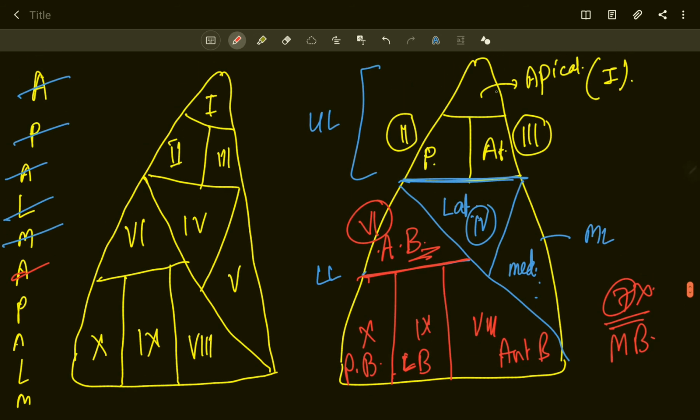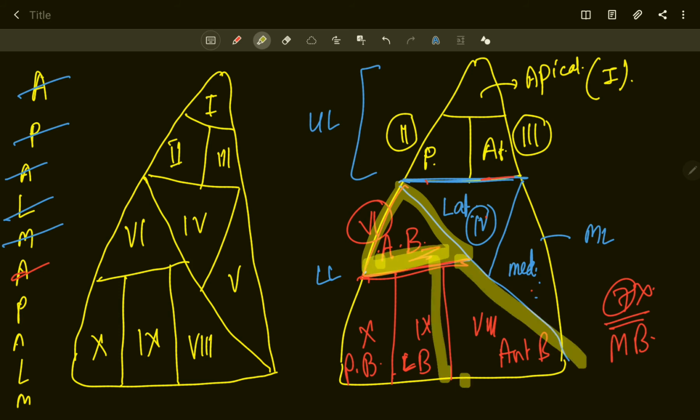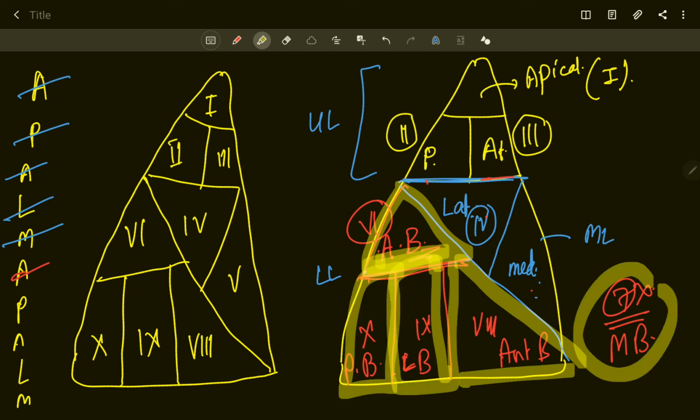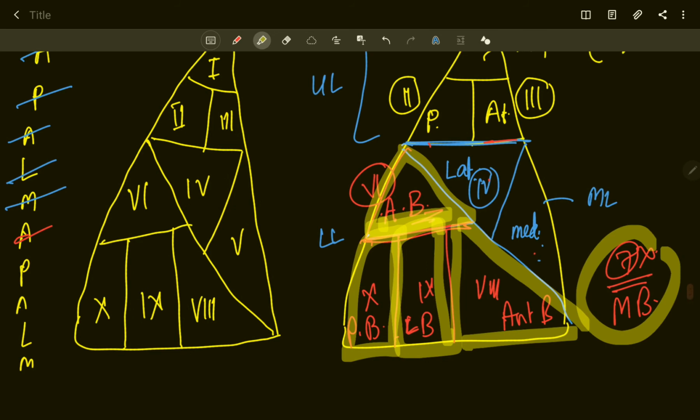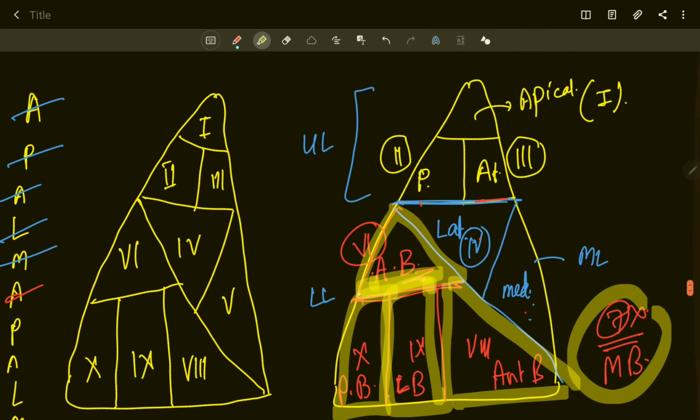So apical, anterior bronchopulmonary segment, posterior bronchopulmonary segment, lateral, medial, anterobasal. This is anterobasal, apical basal. This one is anterobasal, lateral basal, posterior basal. Medial basal is not seen here. So that's all about your right lung bronchopulmonary segments, their names and numbering.